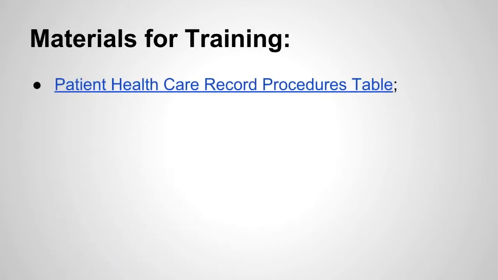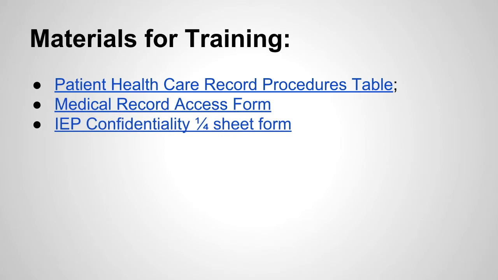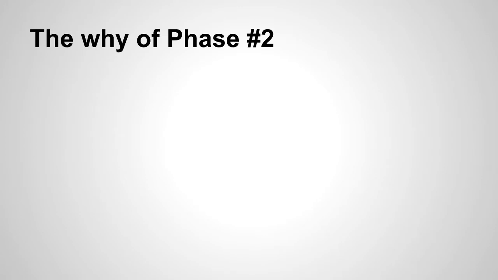There are 4 pieces of information that may help you during the course of this training. These documents were included in links attached to the email. They are a Patient Healthcare Record Procedures Table, a Medical Record Access Form, an IEP confidentiality quarter sheet form, and a student record access log.